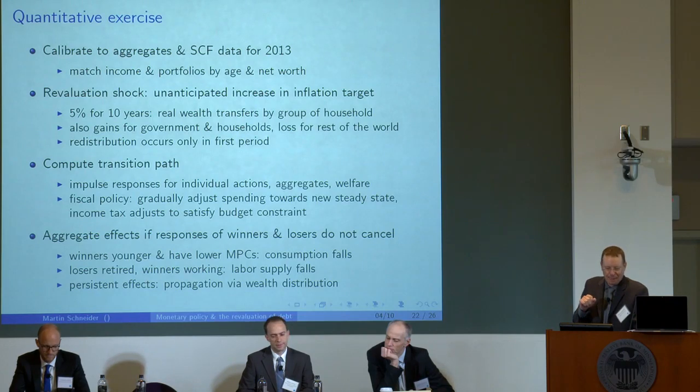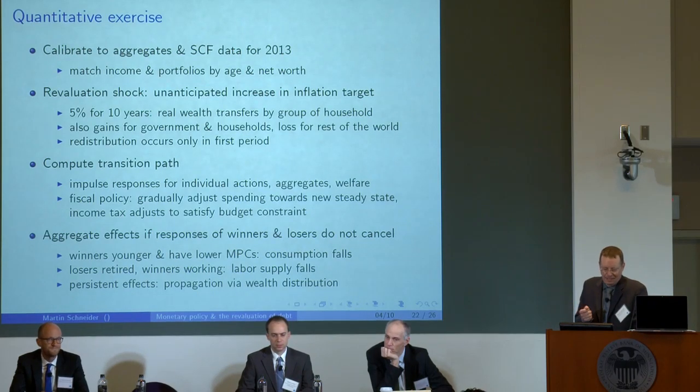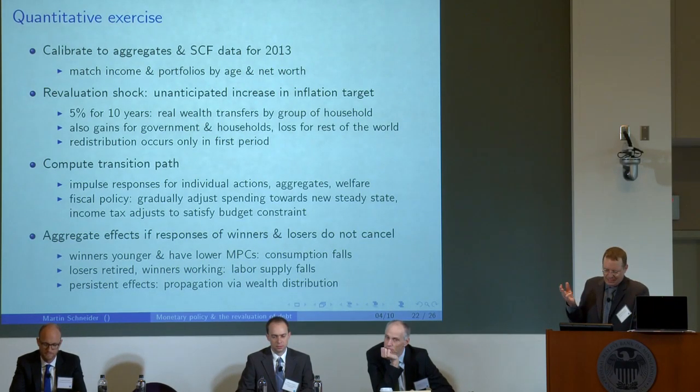So we're going to calibrate this to both aggregate data and the Survey of Consumer Finances data for 2013, basically matching income and portfolios by age and net worth. So we're going to calibrate the steady state of the model to this. And then we're going to look at a revaluation shock, which is exactly this unanticipated increase in the inflation target. So we're going to use this number, 5% for 10 years, that I introduced before. And I already showed you, for some groups, these real wealth transfers by group of households.